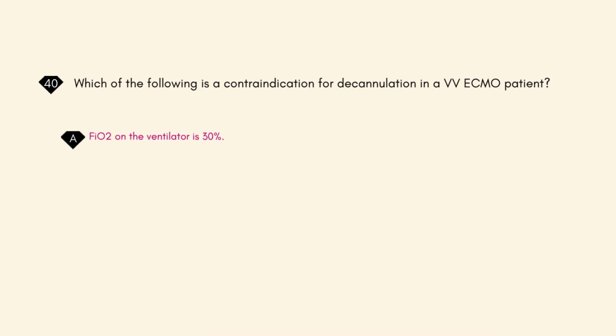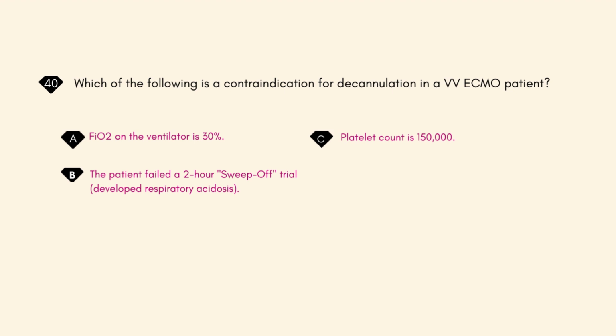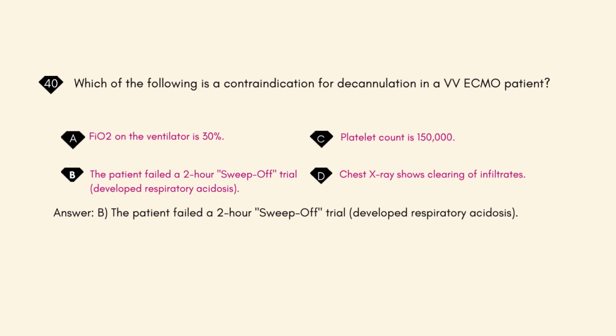A. FiO2 on the ventilator is 30%. B. The patient failed a 2-hour sweep-off trial and developed respiratory acidosis. C. Platelet count is 150,000. D. Chest X-ray shows clearing of infiltrates. Answer: B. The patient failed a 2-hour sweep-off trial and developed respiratory acidosis.